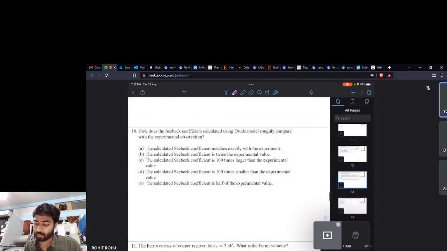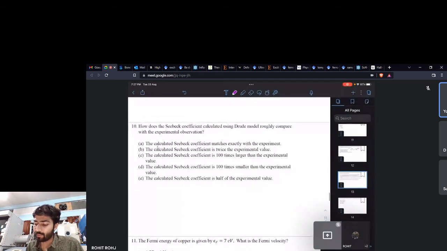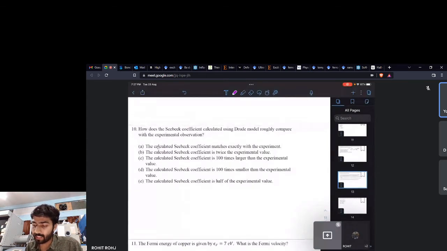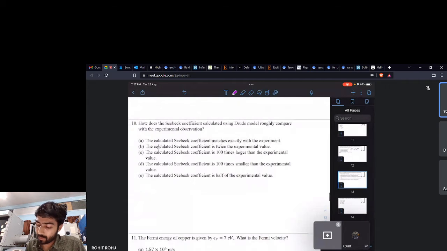Then we have question number 10. How does the Seebeck coefficient calculated using the Drude model roughly compare? Now this is again an argument that the Seebeck coefficient determined experimentally is 10 to the minus 2 times that calculated by the Drude model. It would be the opposite: the calculated value is 10 to the power 2 times greater, so the calculated Seebeck coefficient would be 100 times larger than the experimental value.